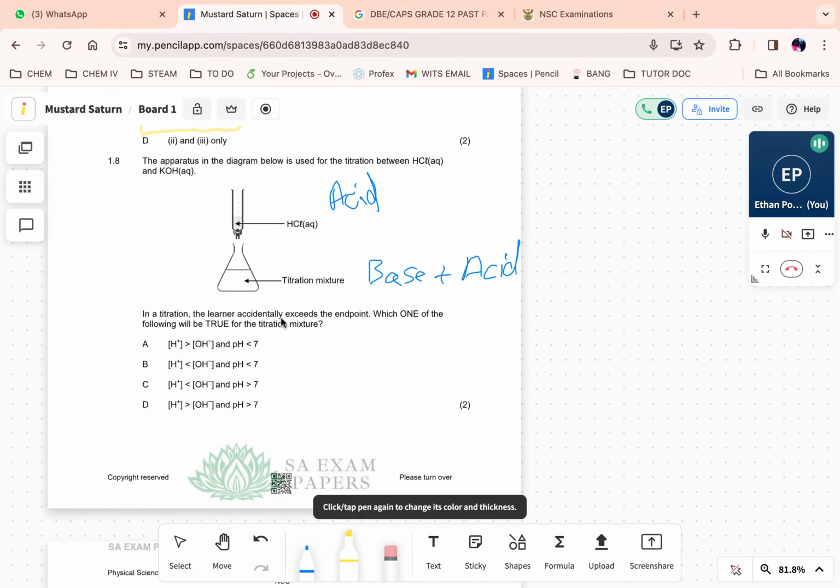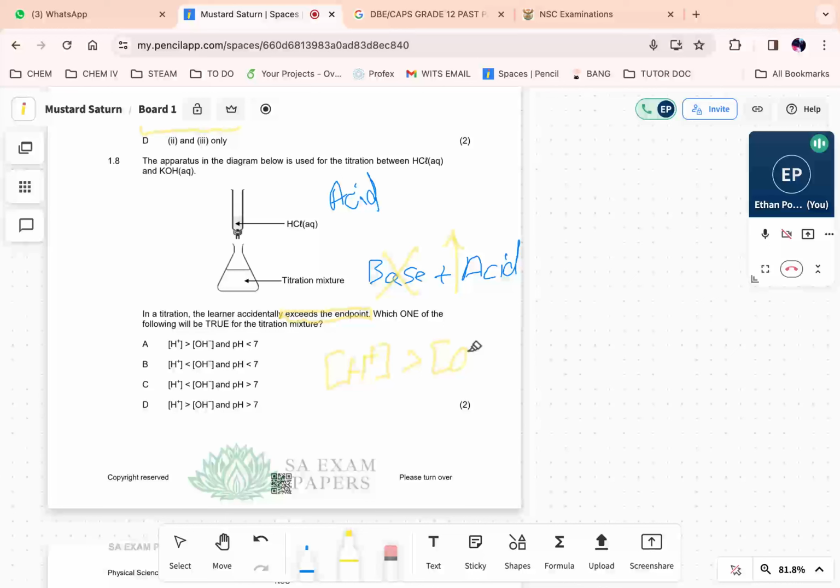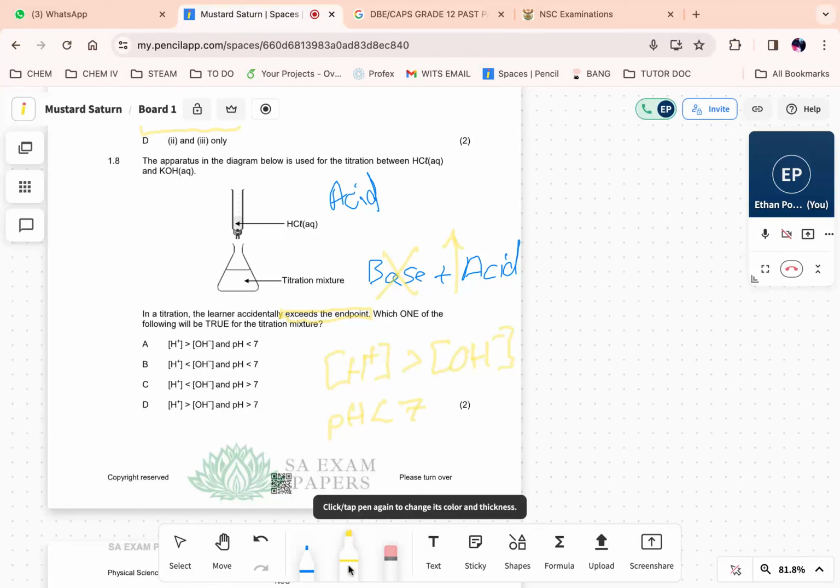They tell us that we've exceeded the endpoint, which means we've totally neutralized all the base and we're now adding excess acid. So there will definitely be more H plus than OH minus because there's more acid than base. And because of this, the pH will definitely be less than 7 because that's an acidic pH and there's more H plus. So with this in mind, the only answer that fits our criteria is A.